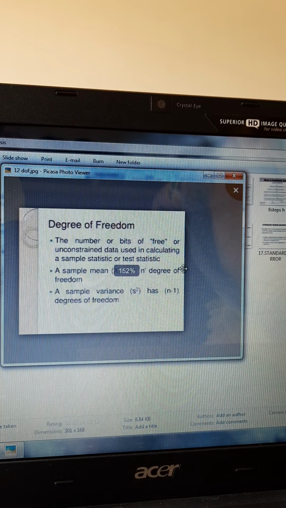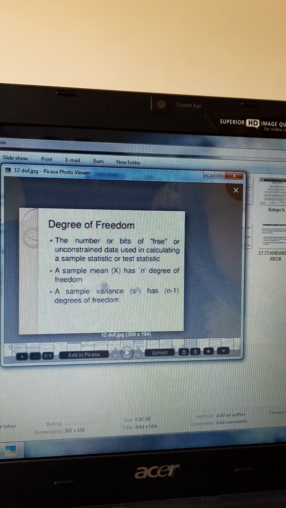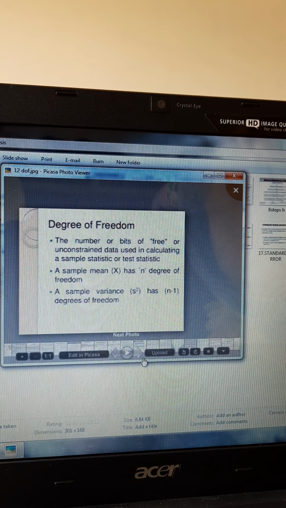What is degree of freedom? Degree of freedom is the number of bits of free, unconstrained data used in calculating sample statistics. So if your mean is x, you would have studied n minus 1; n minus 1 is your degree of freedom. Now we will see an example for this. If you remember this example, then you can write what is degree of freedom.